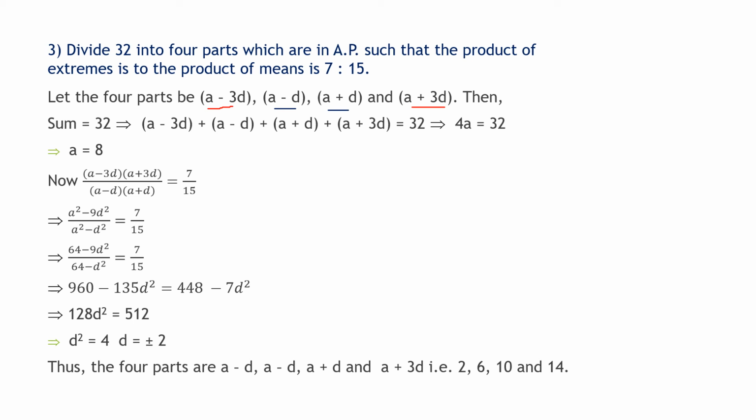So adding 2, 6, 10 and 14 gives us 32. Now multiply the extremes. 14 twos are 28, 6 tens are 60. So 28 upon 60 is 7 is to 50.